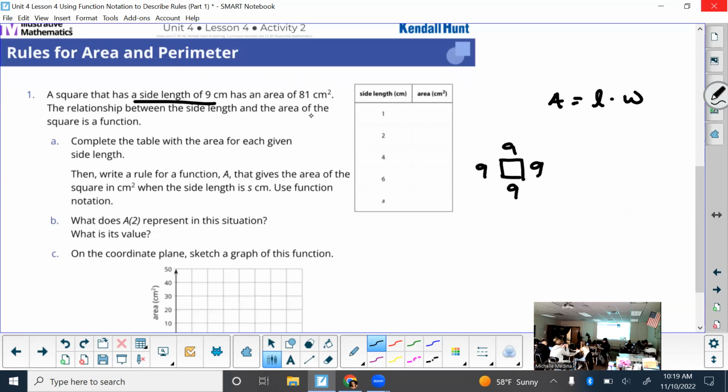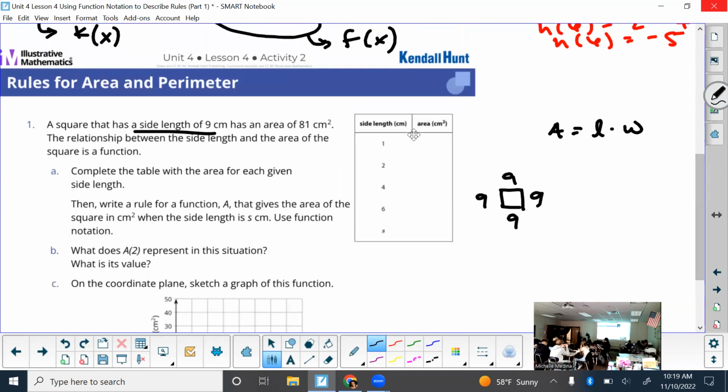You're gonna now figure out the area when the side length is 1, when the side length is 2, when the side length is 4, when the side length is 6. And then this very last one is an S, not an 8. All right, so complete the table. And then see if you can come up with the rule yourself. So we'll definitely do that together.